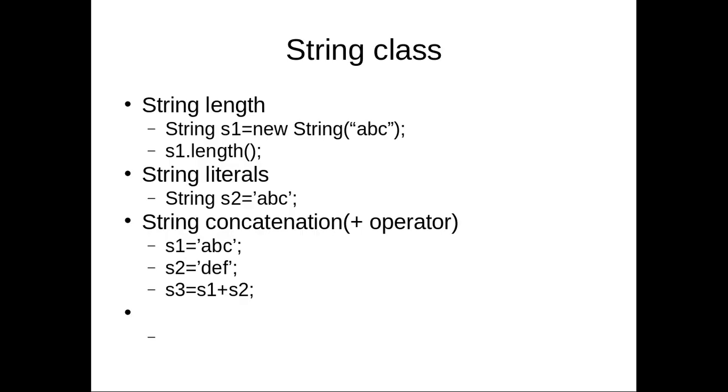Now string concatenation. For concatenation we use the plus operator. Now you have 2 strings s1 and s2. If you want to concatenate s1 and s2, suppose the new string is s3, then s3 = s1 + s2. Now s3 has A, B, C, D, E.